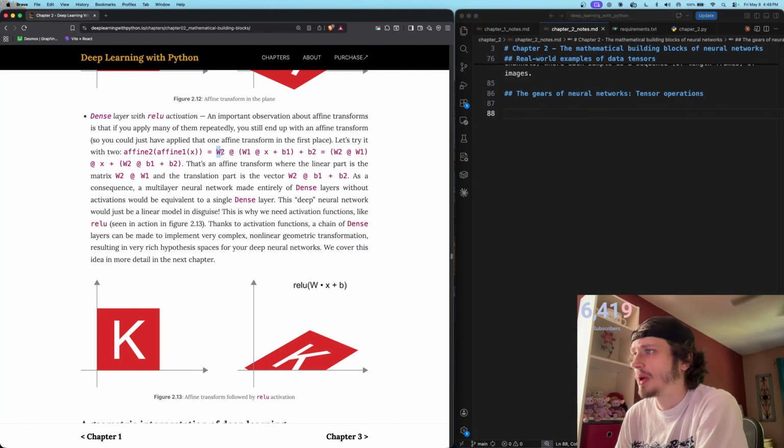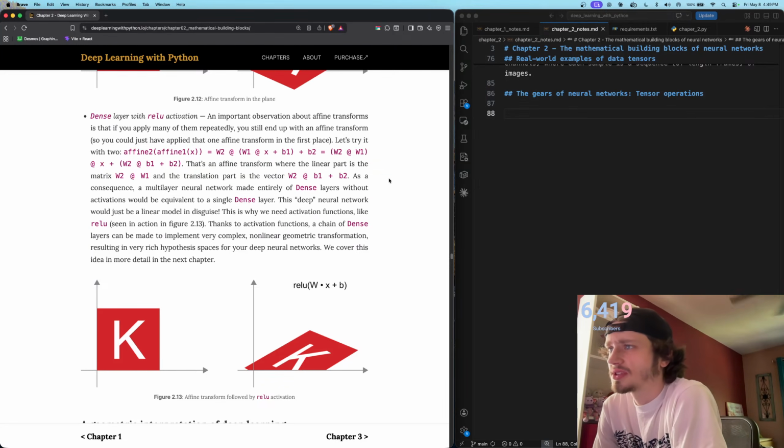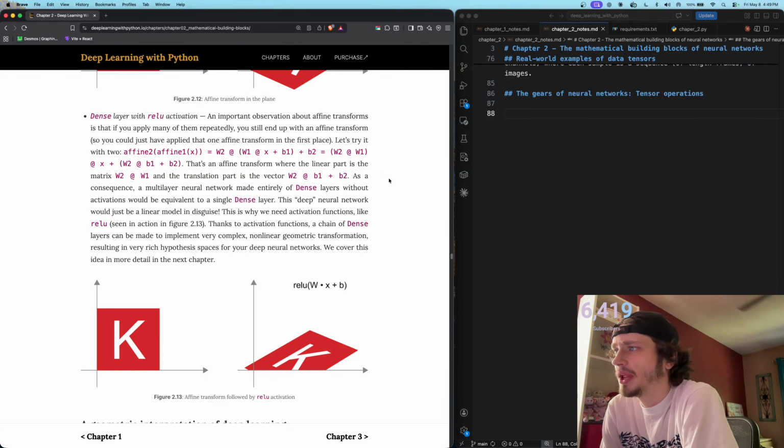So you do W2 matrix multiply against the result of this plus this. You multiply matrices together, then you multiply the result of that against this. That's an affine transform, where the linear part is the matrix W2 @ W1, and the translation part is the vector W2 @ b1 plus b2.